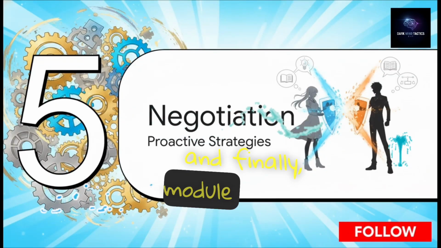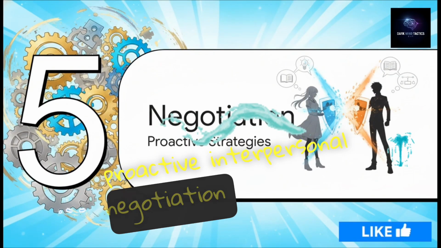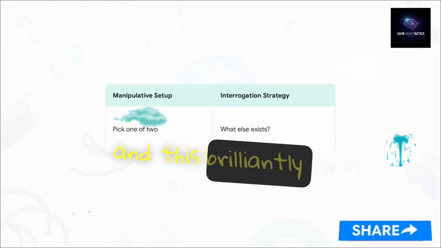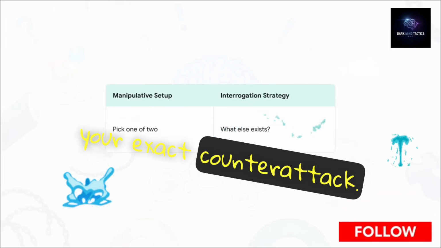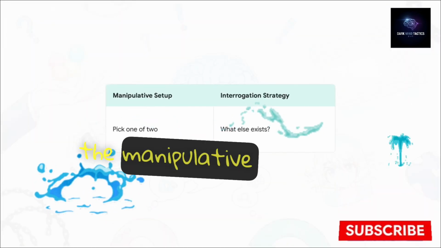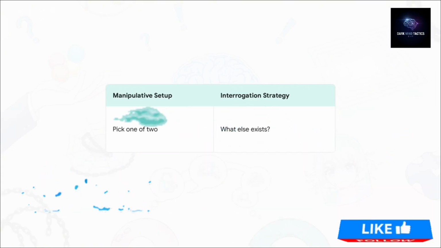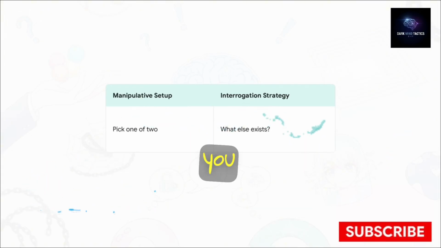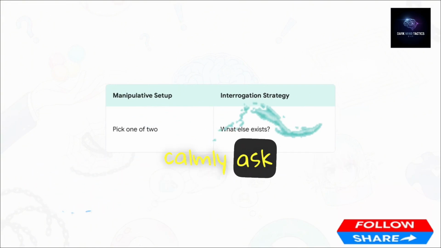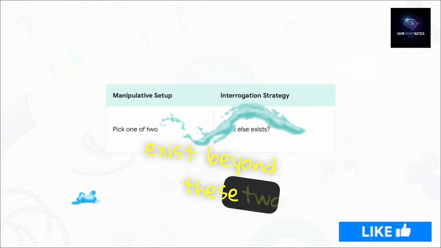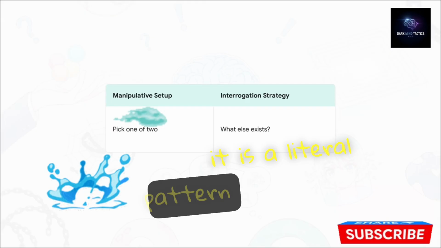And finally, Module 5, Proactive Interpersonal Negotiation Tactics. And this brilliantly illustrates your exact counterattack. Look at the left column, the manipulative setup. Pick one of these 2 options. Now look at the right, your interrogation strategy. You look them in the eye and calmly ask, what other options exist beyond these 2? It is a literal pattern interrupt.